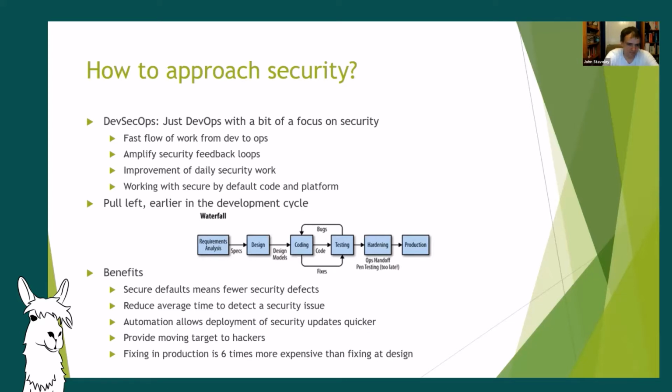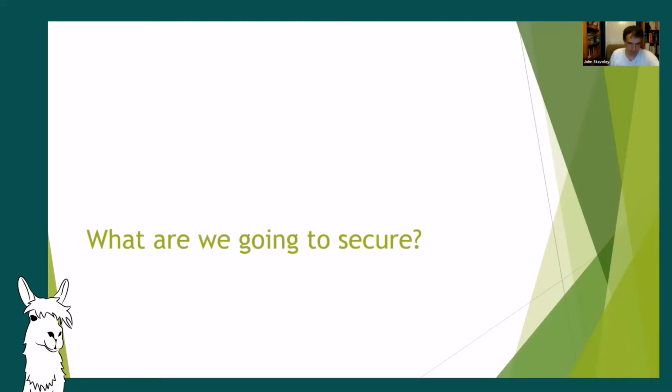If you're doing DevOps, then you can deploy security updates and security patches much quicker, and you're providing a moving target to hackers. So it's much more difficult for them to get a hook into your system. And of course, fixing a problem in production is 6 times more expensive than fixing it when you're designing it. So what we're going to secure tonight.